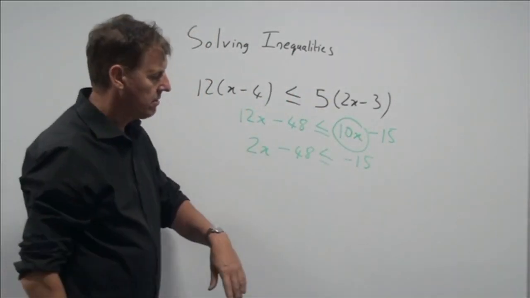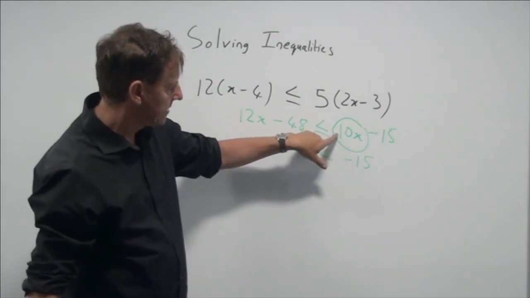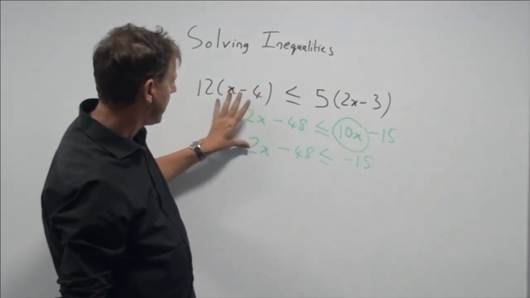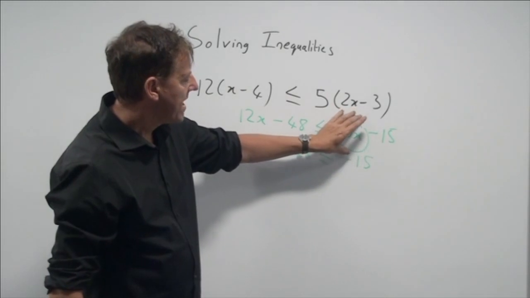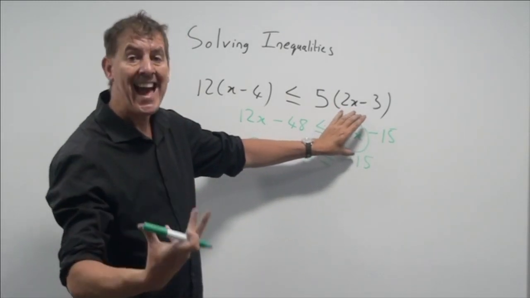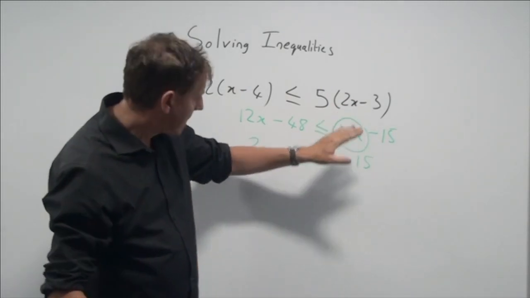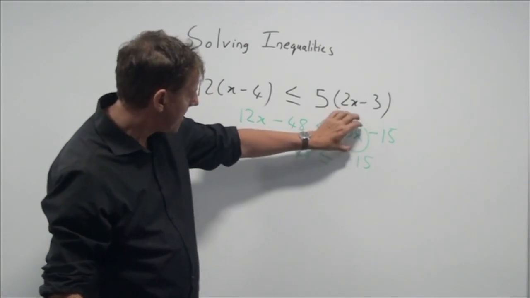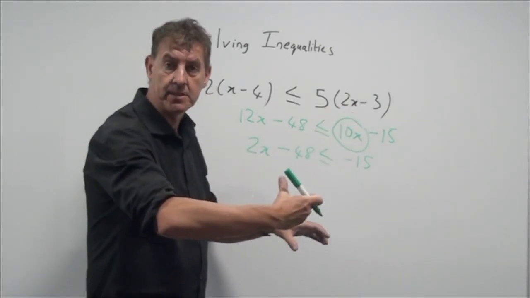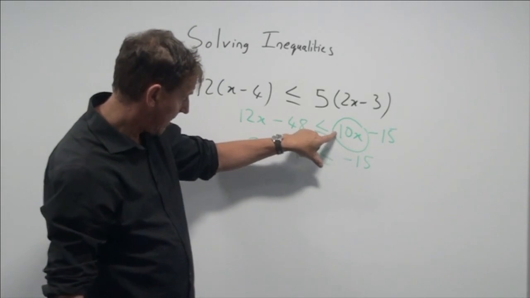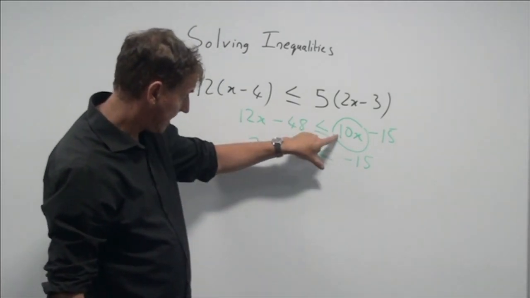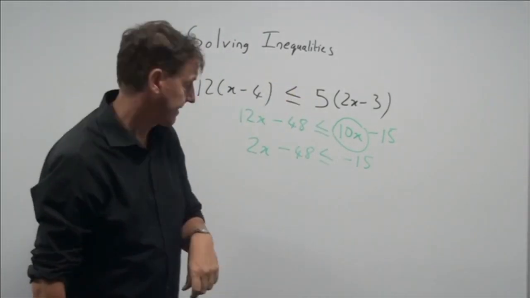Just to remind you, if that was minus 10x and I wanted to bring it over onto this side, remember how we'd bring minus 10x over? You would add 10x because it's minus 10x. In order to make it disappear, I must add 10x to it. It just depends what it is. If it's plus 10x, I would take 10x off. If it was minus 10x, I would add 10x.